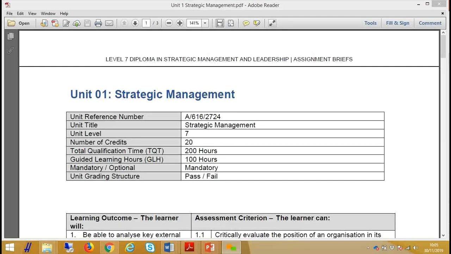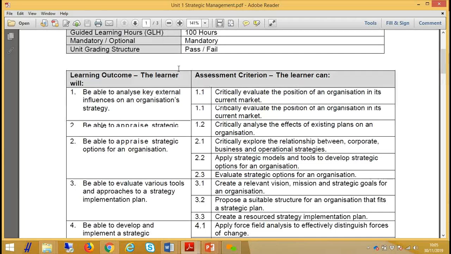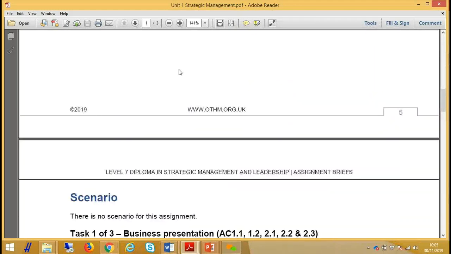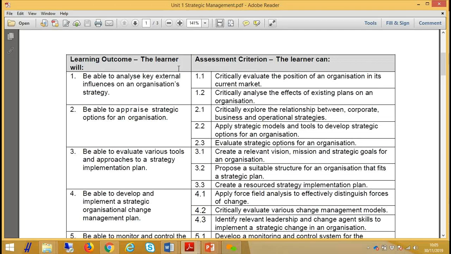The strategic management unit is a very interesting unit. Strategic management has to do with decisions by very senior leadership in an organization, and so this unit is preparing you for that. It has 5 learning outcomes.